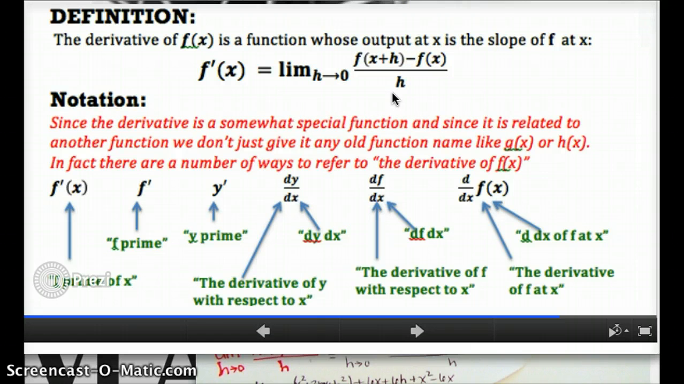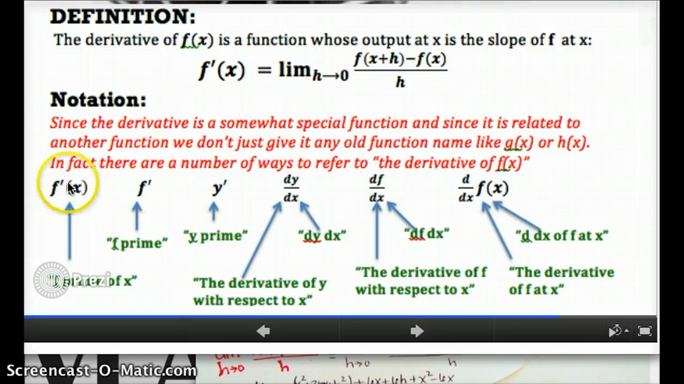Unfortunately, as I've mentioned a couple times in class, calculus was invented by different people at the same time, and they came up with the same ideas, which is pretty awesome, but they used different notations, which is a little bit annoying. All of these at the bottom are different ways of talking about the derivative.